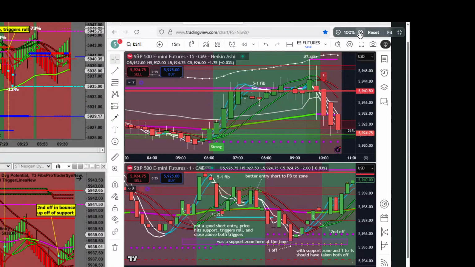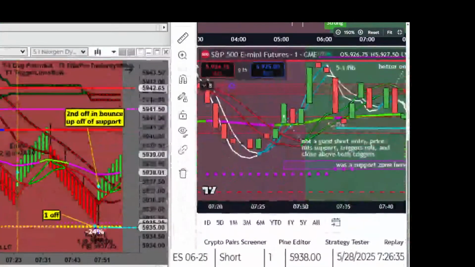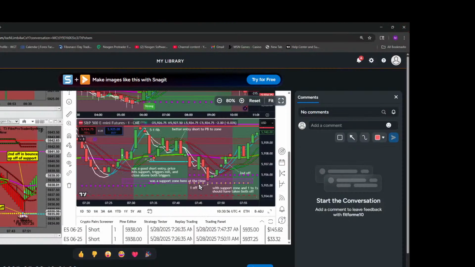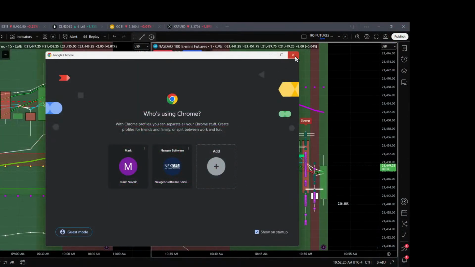So, today's TradingView lesson: don't fight those triggers. I'm telling you. It's horrible fighting those triggers. It's hard to win. It is so hard to win fighting those fast triggers. Good stuff, man. Good stuff.